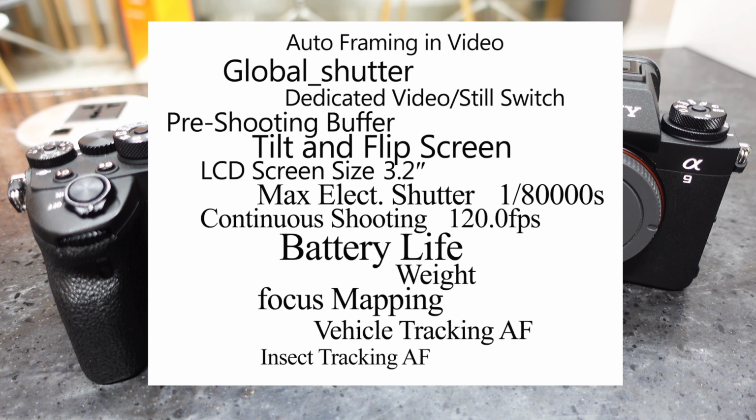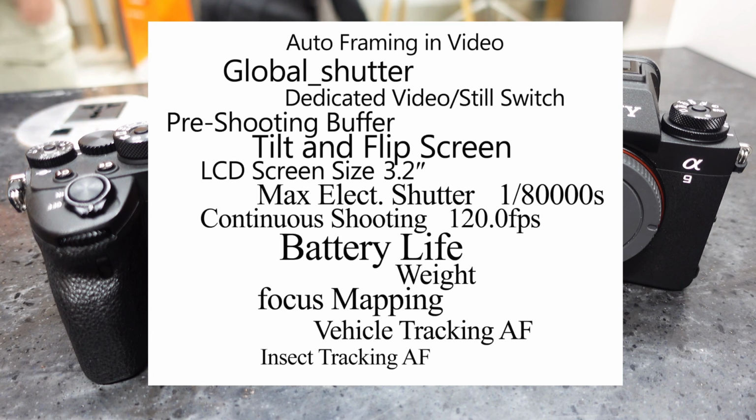You also have a dedicated video and photo switch. On the Sony A9 Mark III, we have pre-shooting buffer, lens breathing correction, and a tilt and flip screen. So it's totally new, you can tilt and flip the screen. Focus coverage is 96% over 92%. The LCD screen is 3.2 inches versus 3 inches.